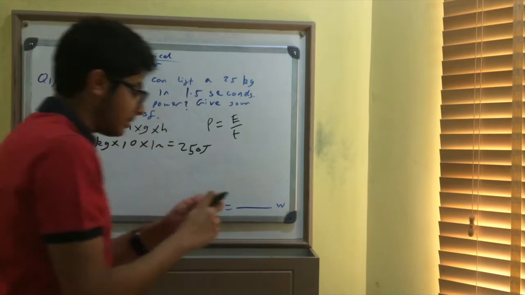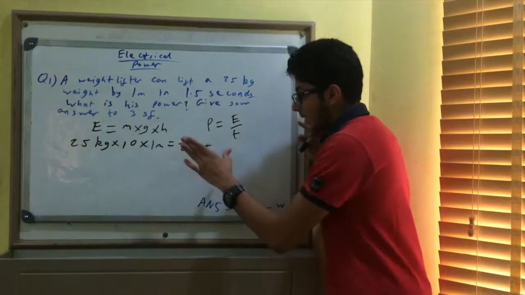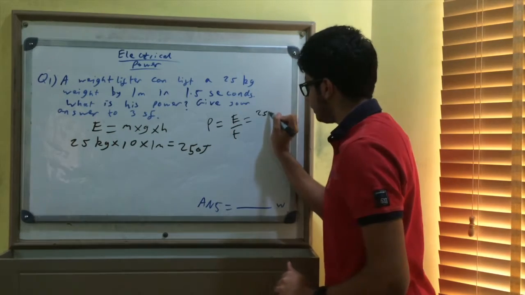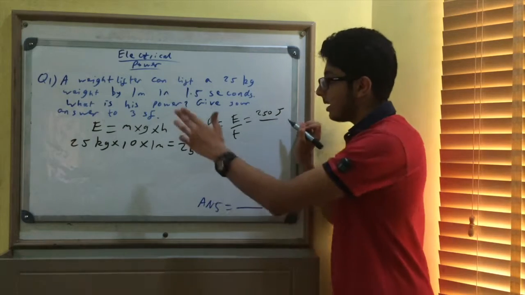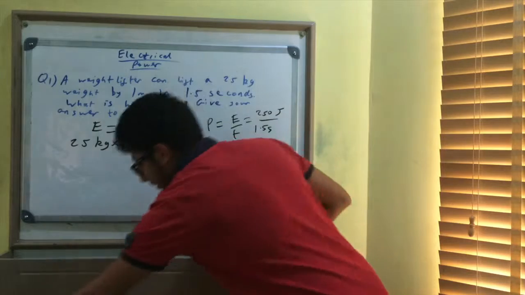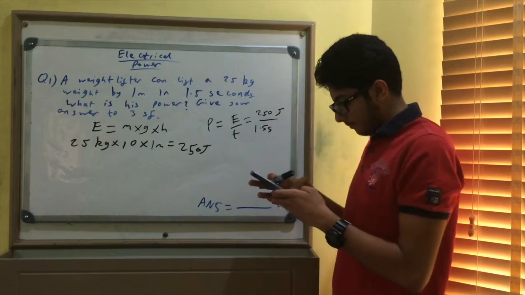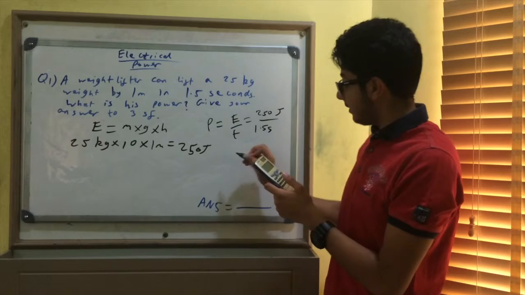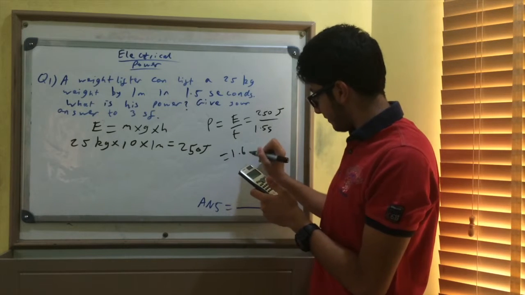Remember, this is a calculator exam, so you can use a calculator. So that's your energy. Now power is energy over time. So we have our energy, 250 joules, divided by the time, 1.5 seconds. And that is going to give you 1.5. Oh, that's convenient. It's the same answer as before.